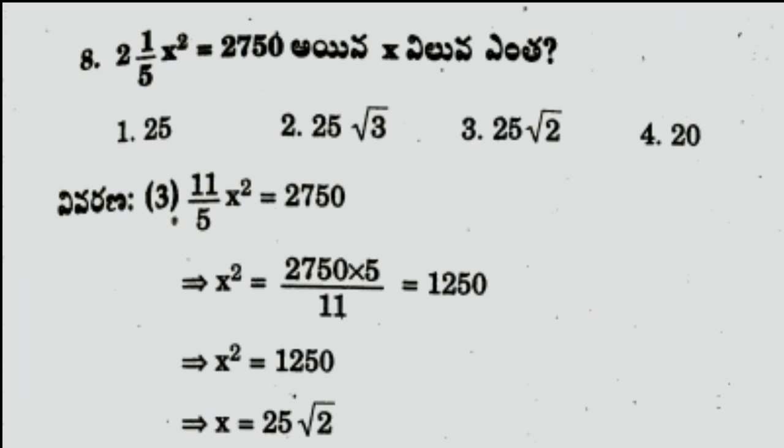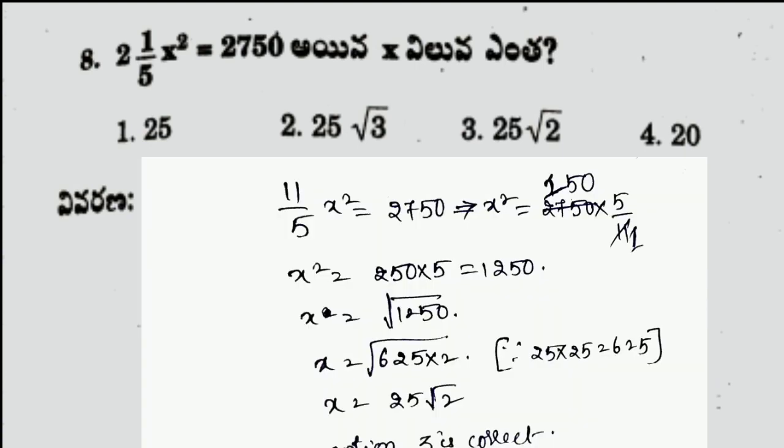2 into 1 by 5 x square is equal to 2750. Then what is the value of x? The options are 1) 125, 2) 25 root 3, 3) 25 root 2, 4) 20. The answer: 2 into 1 by 5 has changed as 11 by 5. 11 by 5 x square is equal to 2750. Next, x square is equal to 2750 into 5 by 11.